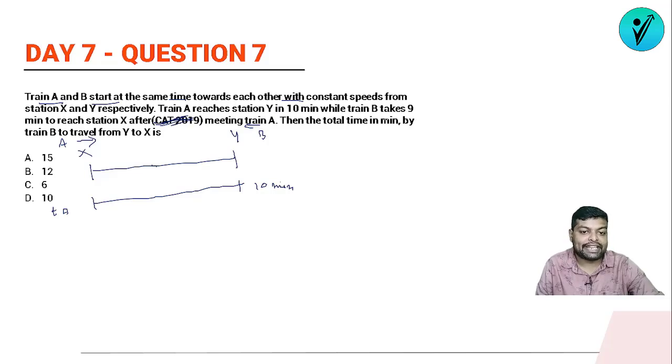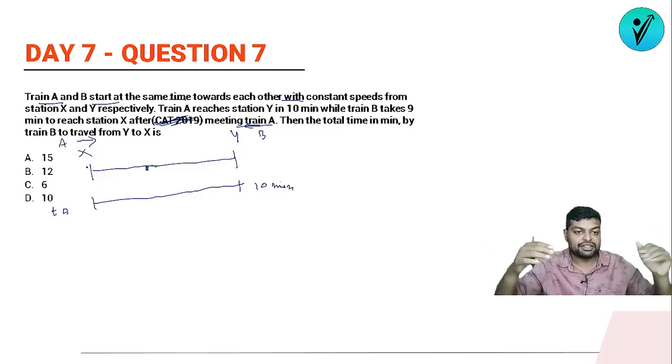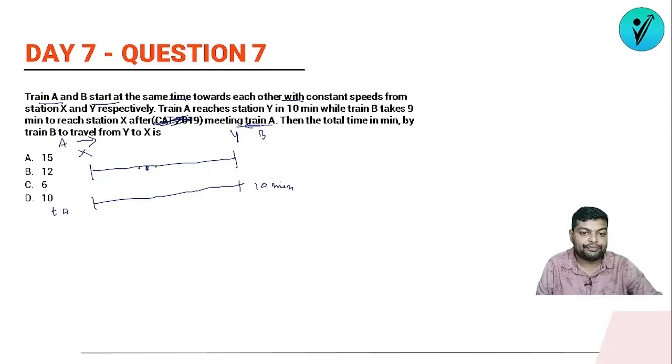While train B takes 9 minutes to reach station X after meeting train A. Means somewhere between X and Y, suppose at this point, train A and train B met. Both started at the same time and both are traveling in opposite directions, so there will be a time after which they would have met. It says that after meeting for the first time, train B takes an extra 9 minutes to cover this distance and reach station X.